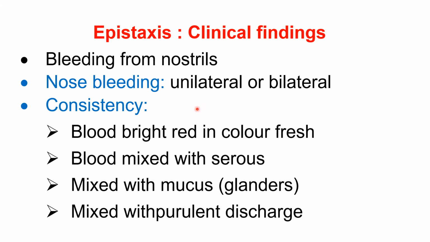The bleeding may have a different consistency and color. The blood may be bright red in color if it is a fresh bleeding. Blood may be mixed with serous discharge, and may show some inflammation of the mucous membrane. Blood may be mixed with mucus, generally in a Glanders case or Schistosoma nasalis case. Blood may be mixed with a purulent discharge, which may show presence of bacterial infection.